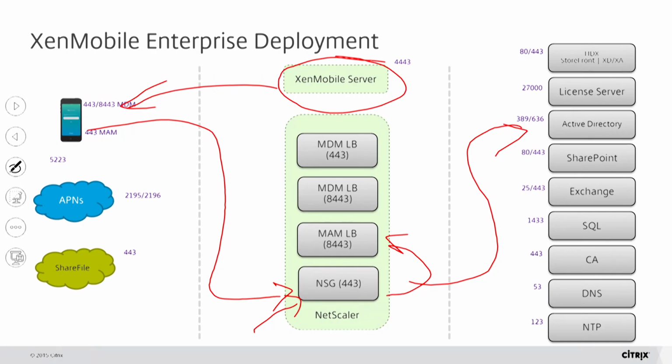And it's going to contact what we call the MAM load balancer. And the MAM load balancer is the one that is going to decide which XenMobile server node I need to reach back in order to allow the end user to see the application list and enforce any MDX policies in that sense.